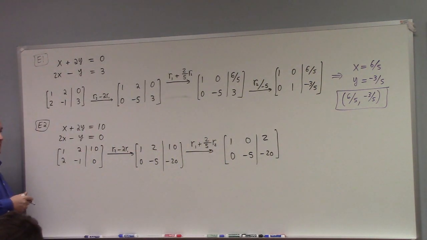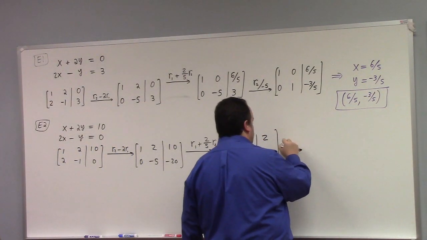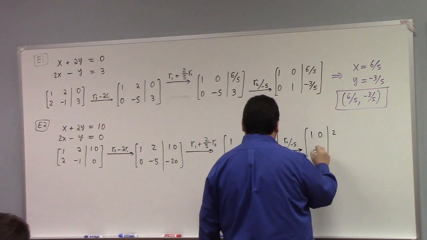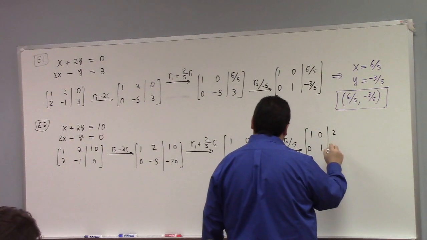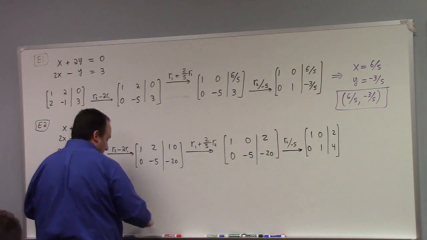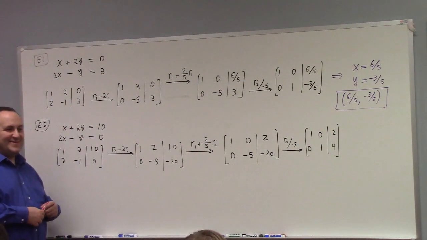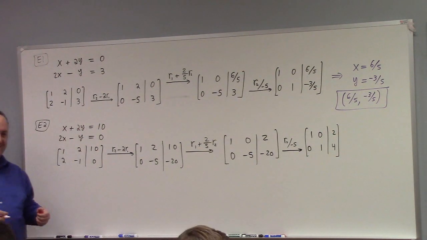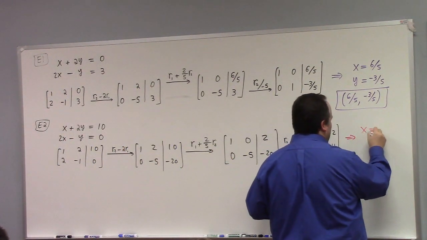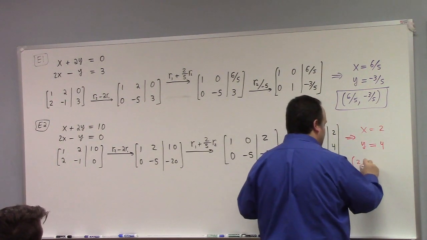Then what? To complete the story here, I get R2 divided by minus 5. I get 1, 0, 2, and 0, 1, 4. Being that I just made this example up off the top of my head, this is really cool. I got integer solutions. That doesn't have to happen, right, guys? So this is x equals 2 and y equals 4. In other words, the solution is (2, 4).